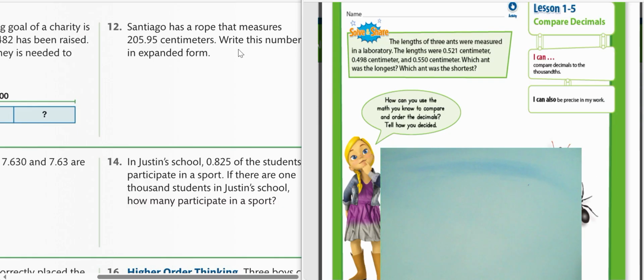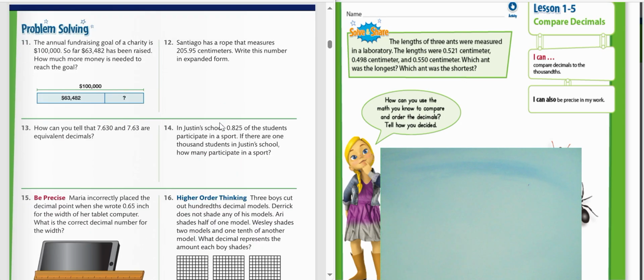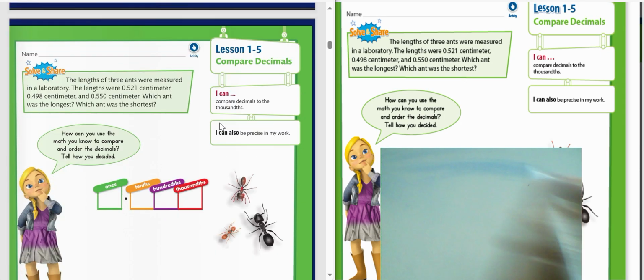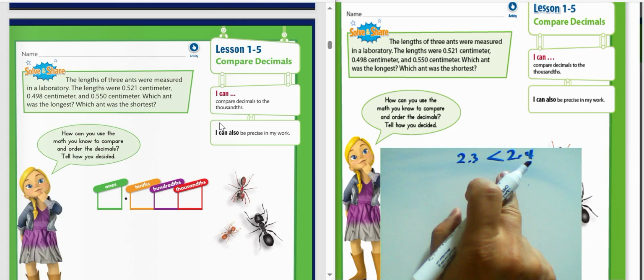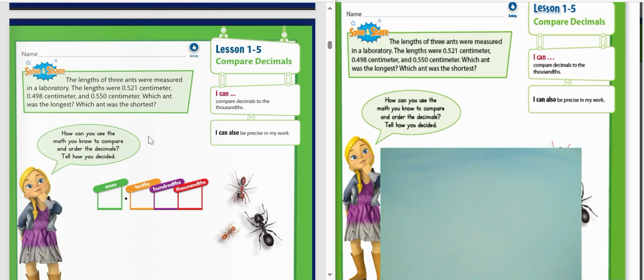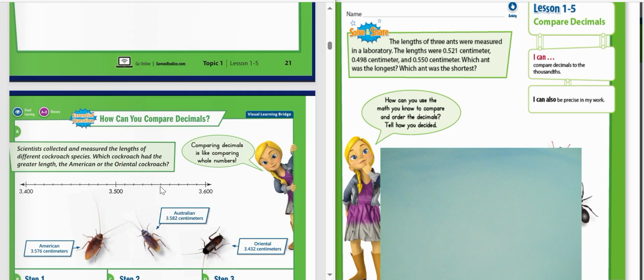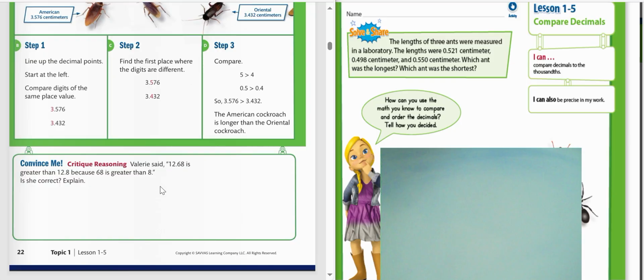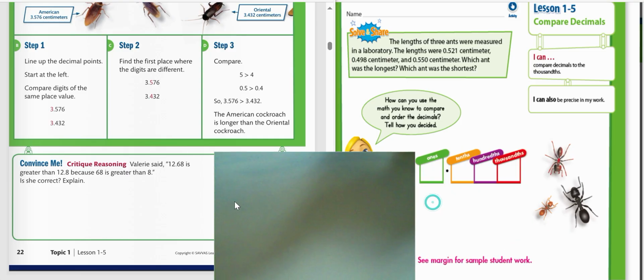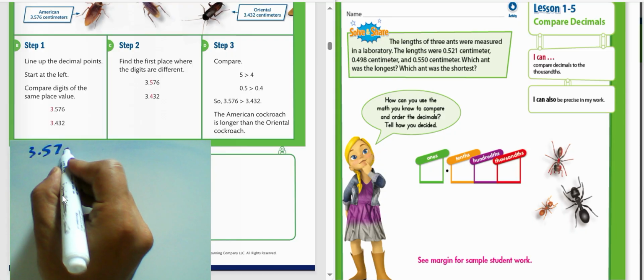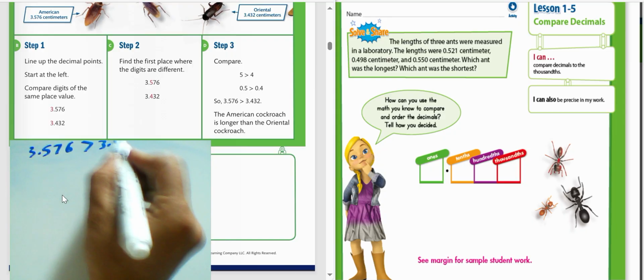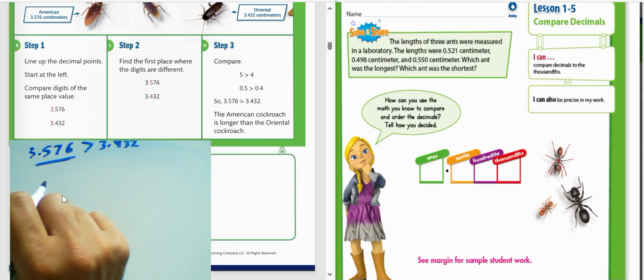Question number 5. Compare decimals. We can compare decimals like two numbers, 2 and 3/10 and 2 and 4/10. It is less than, because we have 2 equal 2 and 3 less than 4. Okay, look at this example. We can compare 3 and 576 thousandths and 3 and 432 thousandths. This number will be greater than, 3.576 is greater than 3.432. This number is greater than this number.